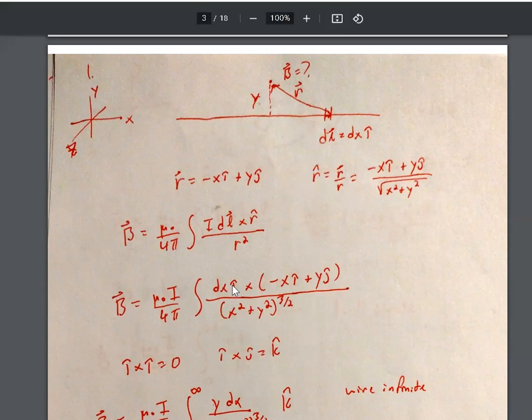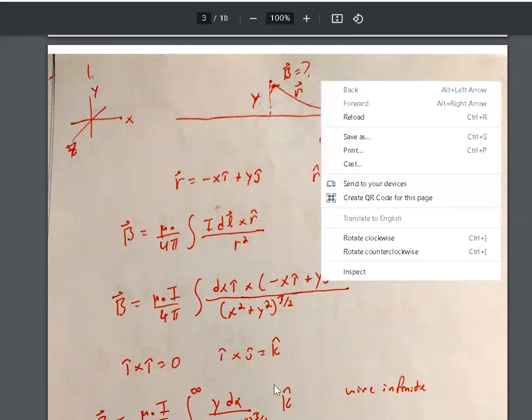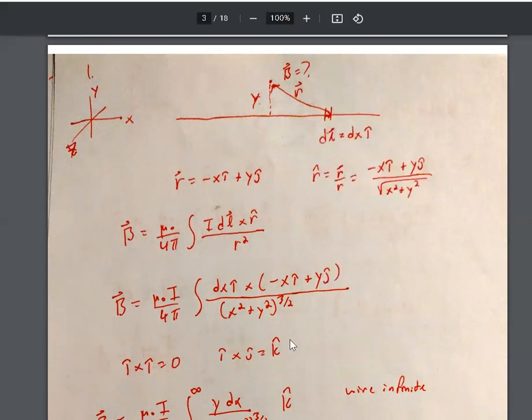All right, so now we have an i hat cross i hat term. Well, anything cross itself is 0. And we also have this i hat cross j hat term. Well, we can use the right hand rule. If we put the fingers of our right hand in the direction of x and we curl them in the direction of y, then our thumb points out of the page, which is the z direction.